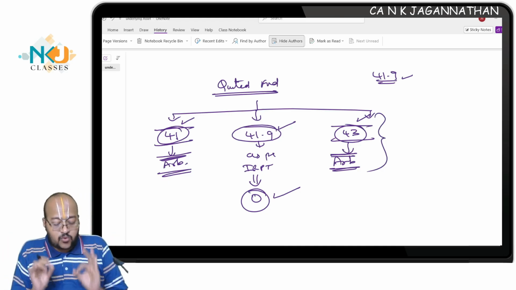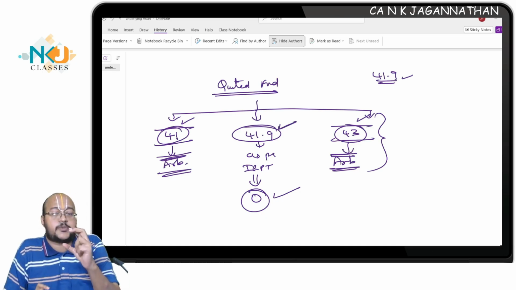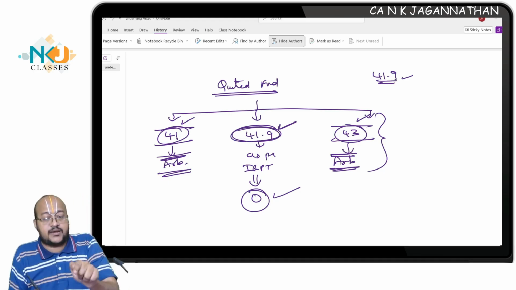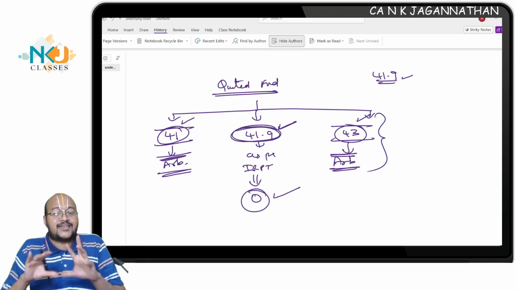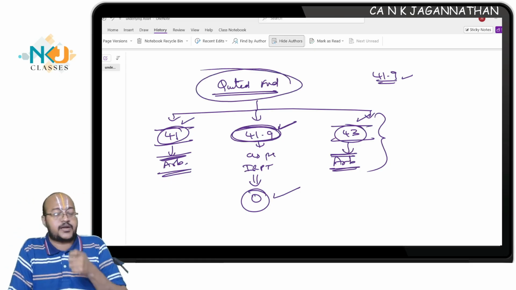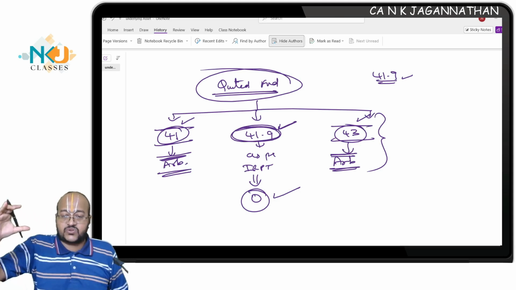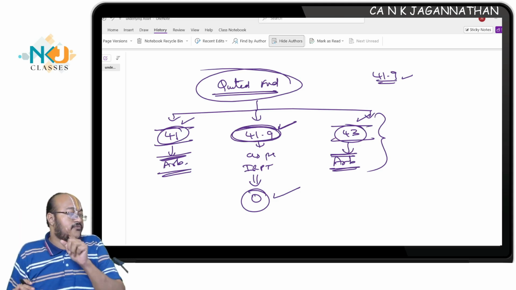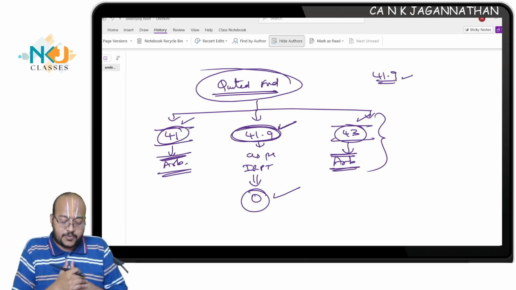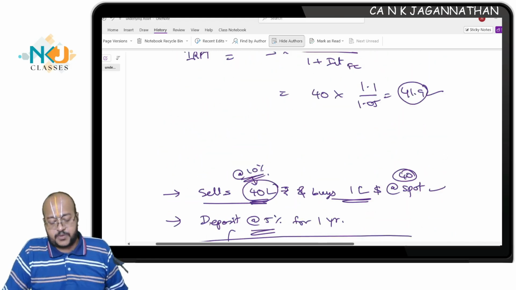Now, if the quoted forward is as per IRPT, I told you there is no arbitrage. This is the crux of the IRPT theory. IRPT says that you should fix the forward rate in such a manner that there exists no arbitrage opportunity. This is what I call the fair forward, the IRPT forward. You consider the interest rate differentials and fix the forward rate in such a way that there is no arbitrage opportunity. That is why 41.9 is also called the no-arbitrage price.